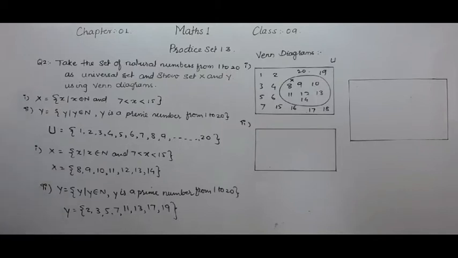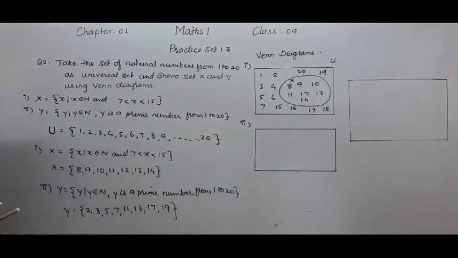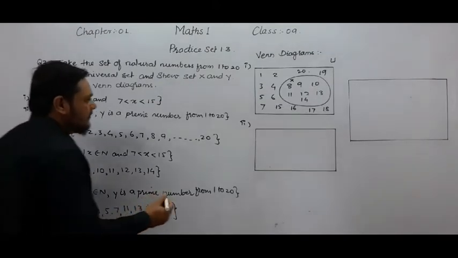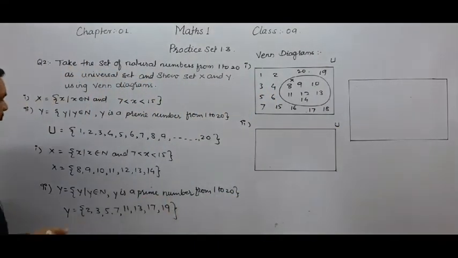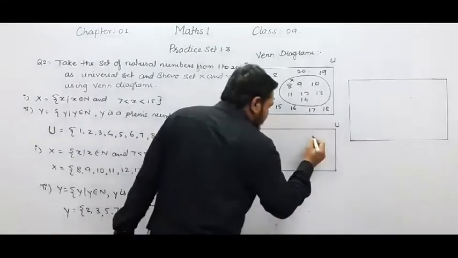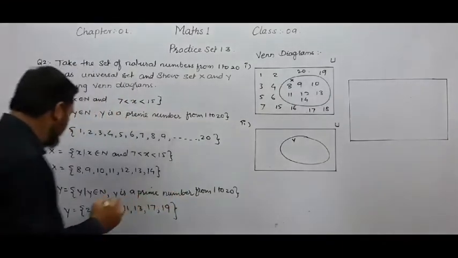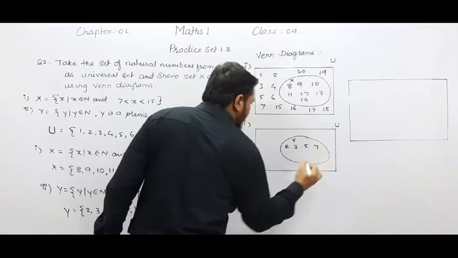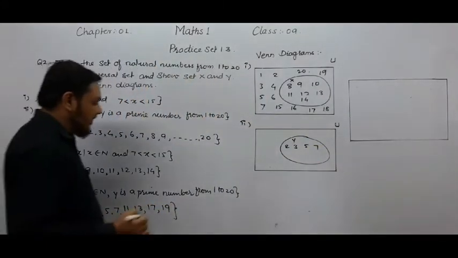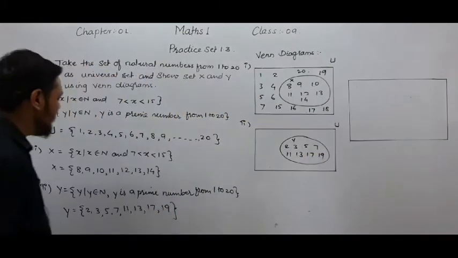Now we will represent set Y by using the universal set in the second diagram. Set Y is also a subset of the universal set. So we will take a rectangle as the universal set, and since Y is a subset of U, we will draw set Y inside it. The elements of set Y are 2, 3, 5, 7, 11, 13, 17 and 19. These are the elements of set Y.